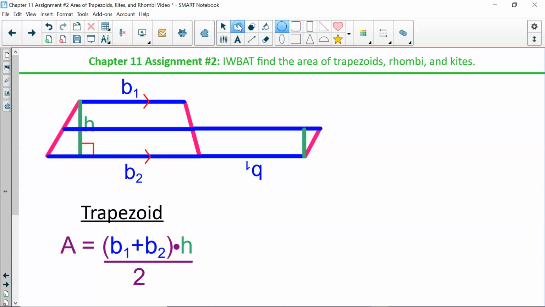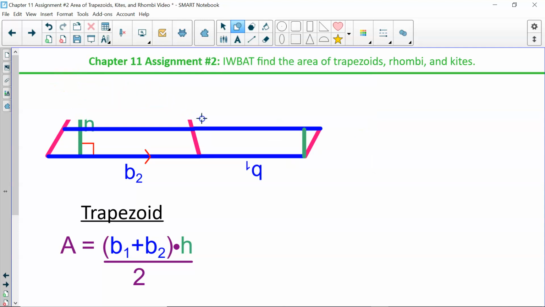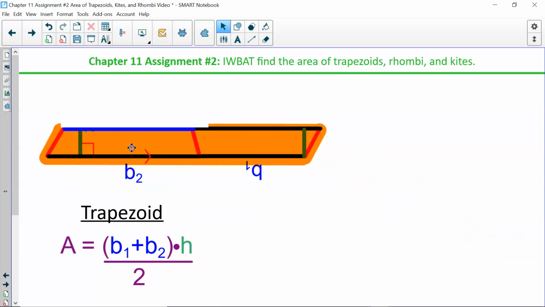So let me do something here. Let's make this upper part here kind of disappear. Let's just kind of erase this so that you can see this long skinny portion. And I will actually even highlight that, the whole thing orange. So you can see that I have a parallelogram here, very long and skinny, but recall from the first area video that we did that the formula for a parallelogram is base times height.